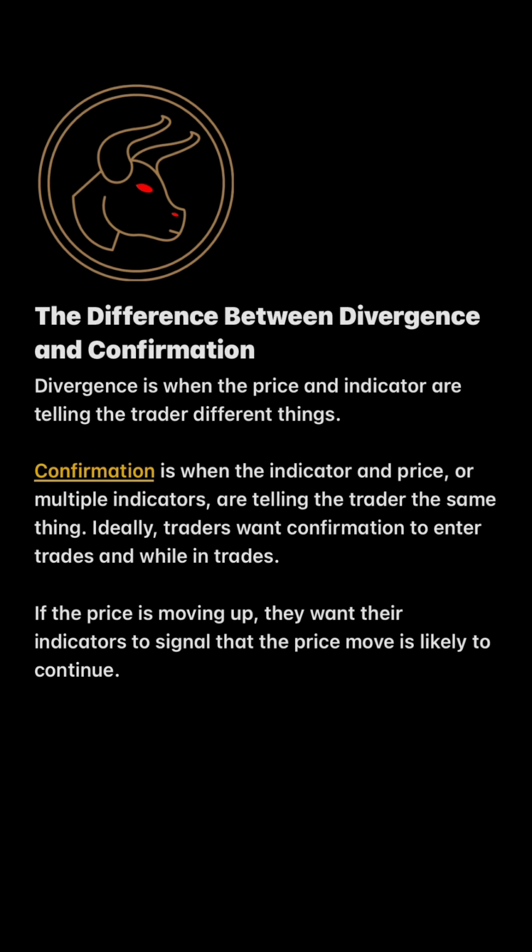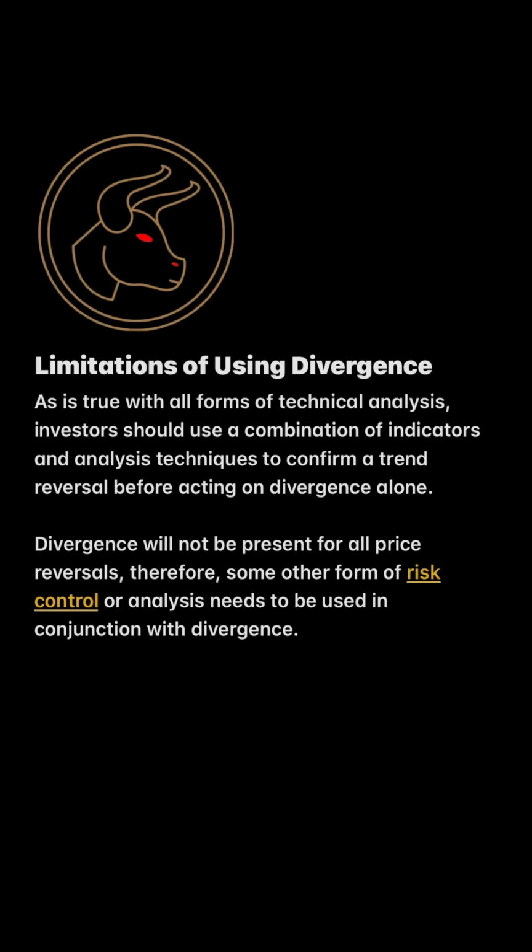And as we talked about with confirmation, that's when the indicator and the price, or multiple indicators, are telling the trader the same thing. Ideally, traders want confirmation to enter the trade, and while inside of the trade, it gives them the understanding of direction of traffic. If the price is moving up, they want indicators to signal that the price is likely to continue moving up, and vice versa. Now, like everything else, this is not foolproof and there are limitations of divergence.